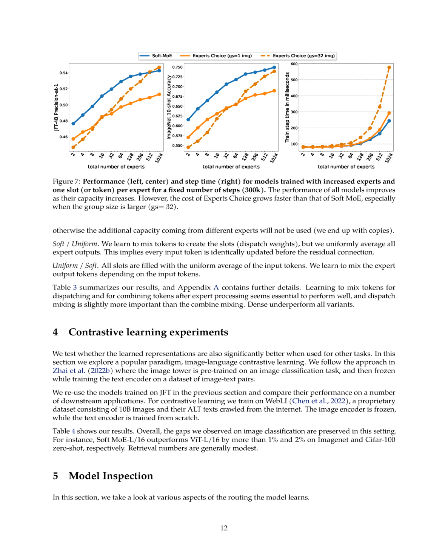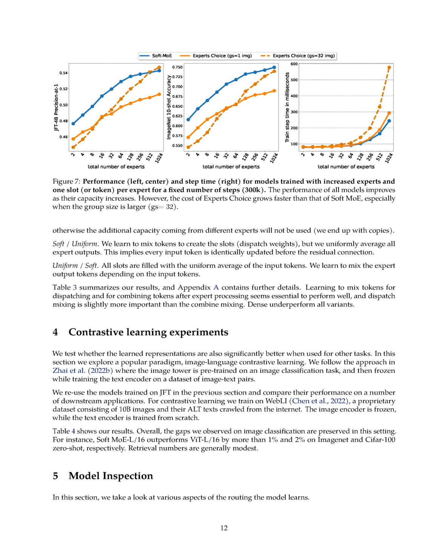Next, we wanted to see if the representations our model learned could also be used effectively for other tasks. We decided to test this using a popular method called image-language contrastive learning. We followed an approach where the image tower is first trained on an image classification task, and then frozen while the text encoder is trained on a dataset of image-text pairs.